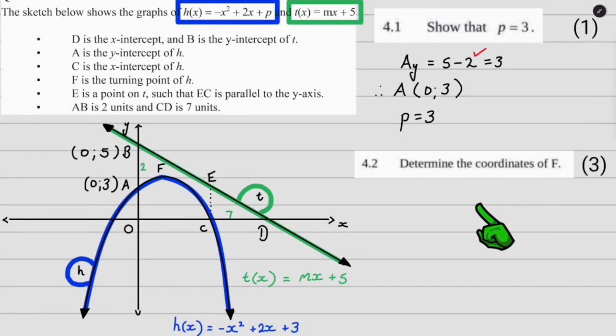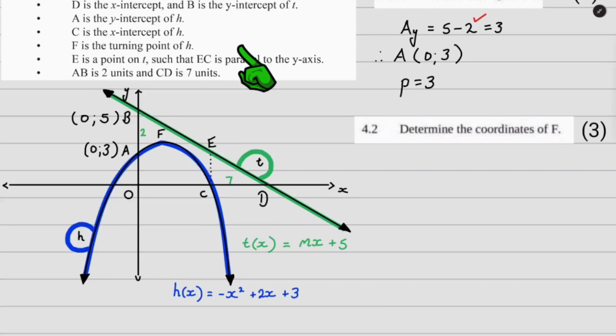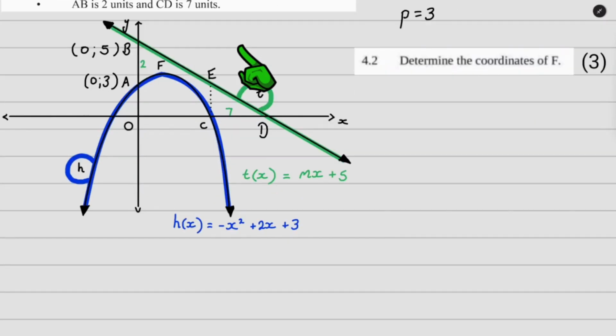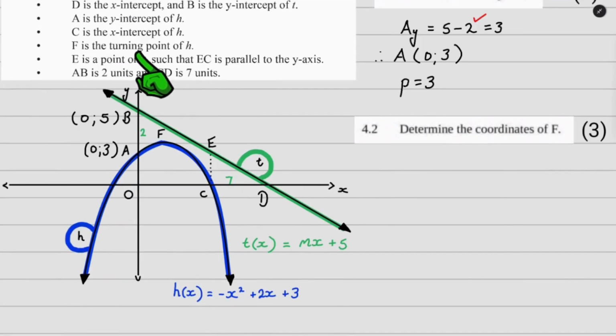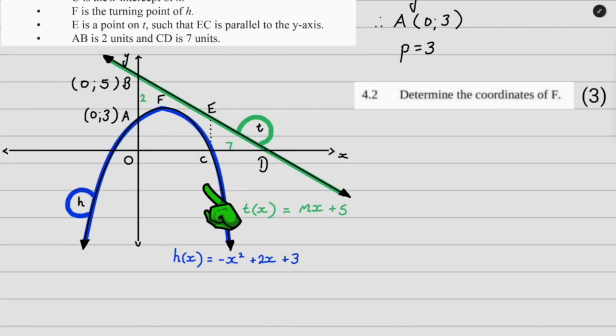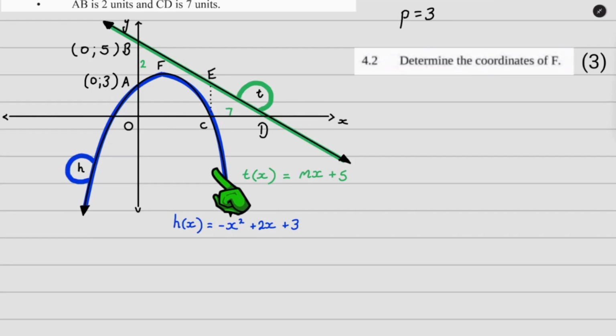Okay, so we're getting to know these a little bit better. I'm going to replace p with 3 because that's what it actually is. And I like to have the equations of the graphs close by, so I don't have to keep going back to this information. I can kind of do it without looking at that now. Next up, they ask us to determine the coordinates of F. F is over here, and they told us earlier that it is the turning point of the parabola. So I'm going to use my turning point formula.